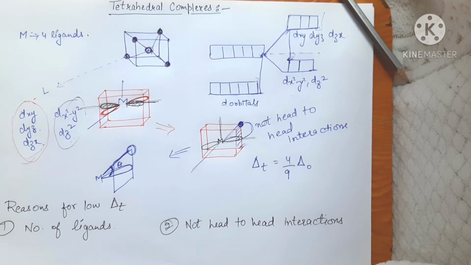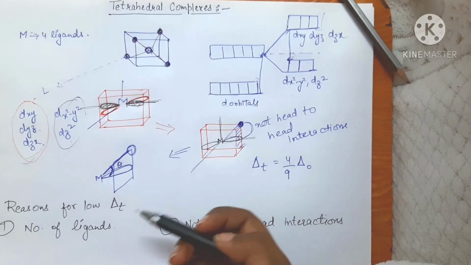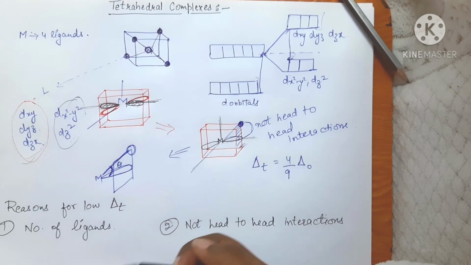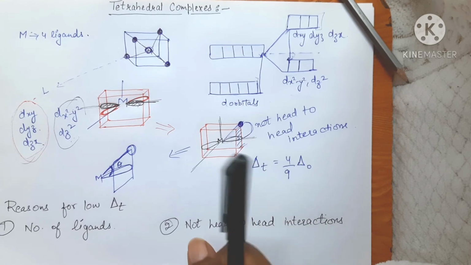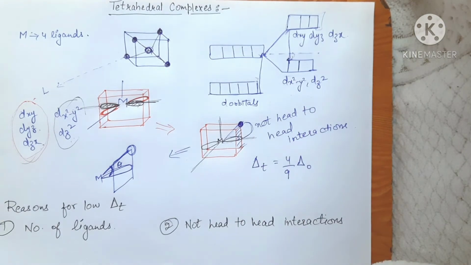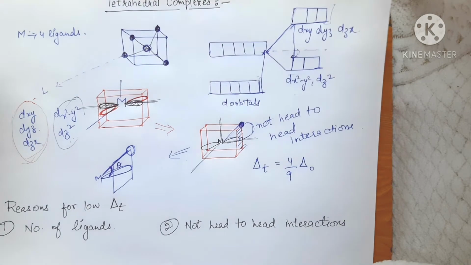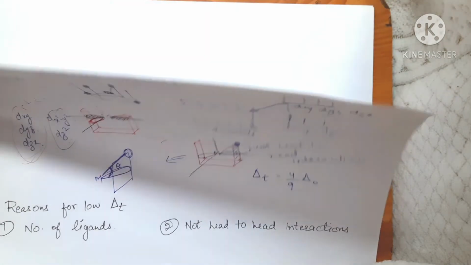So now we will look for the factors which are going to affect this splitting in case of any complexes, octahedral or tetrahedral. So the next topic which we are going to discuss is the factors which are going to affect the magnitude of splitting in case of coordination complexes.